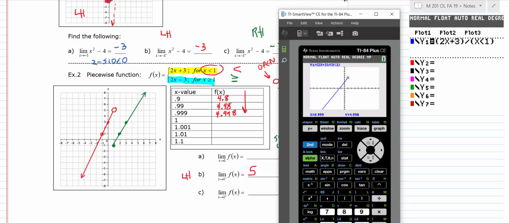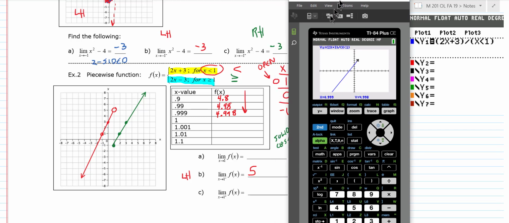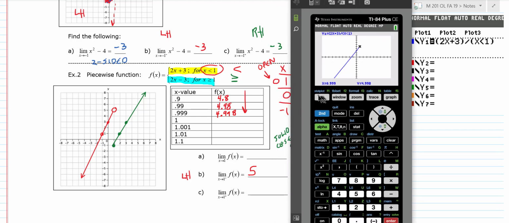All right, so now we're going to do the right-hand limit. So I'm just going to erase this graph and start over again. I'm going to put the second piece in. So I go 2x minus 3, division symbol, parenthesis, x, test. And then we're going to put in the greater than or equal to symbol, which is option 4. So we're going to do x greater than or equal to 1, like that. Okay, we'll graph it.